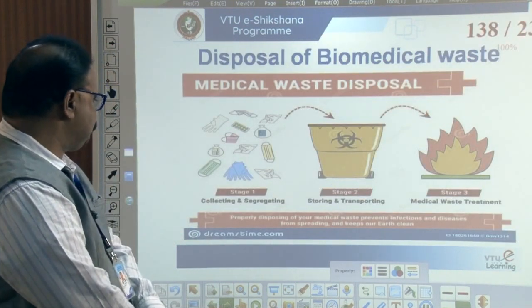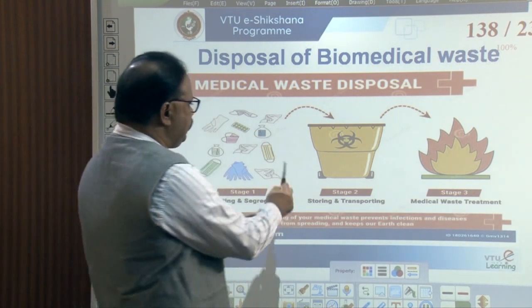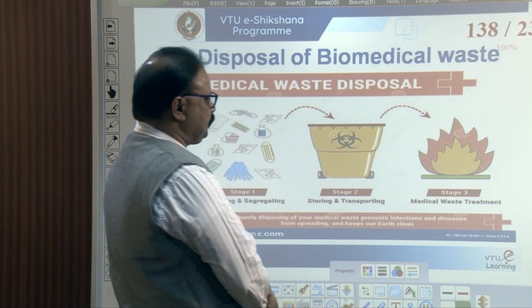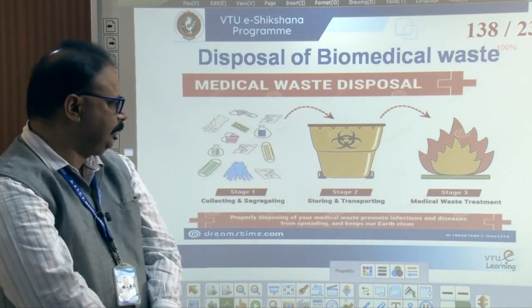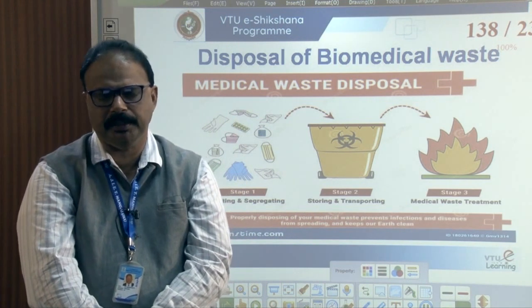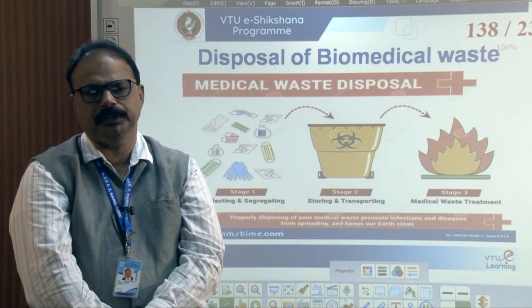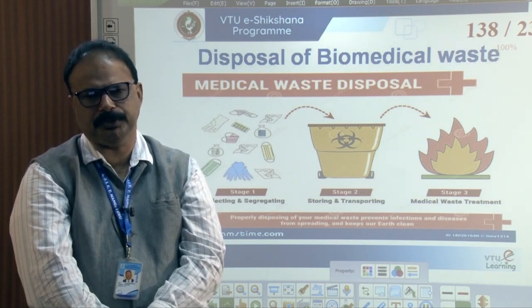In medical waste disposal, there is collection and segregation, sorting is done, and then medical waste treatment is done. Biological enzymes are used for this. This is the process.